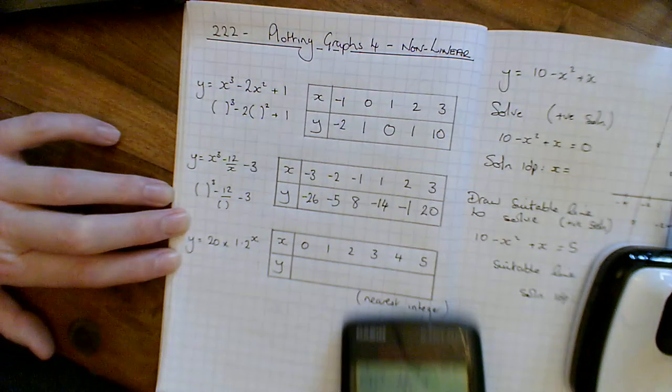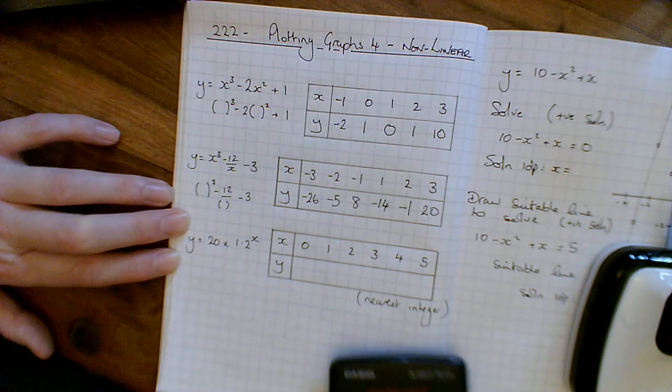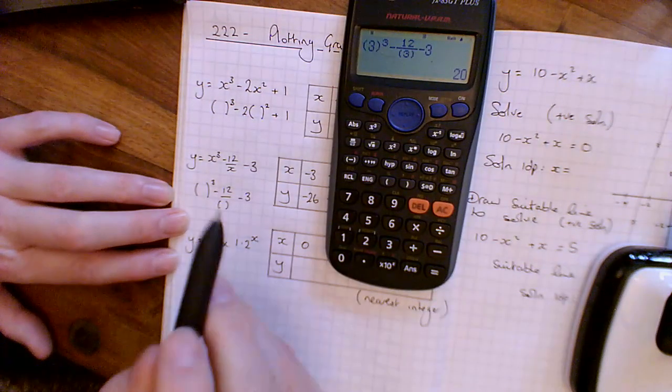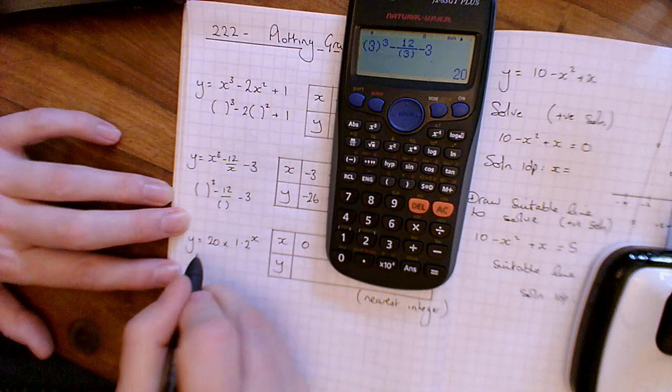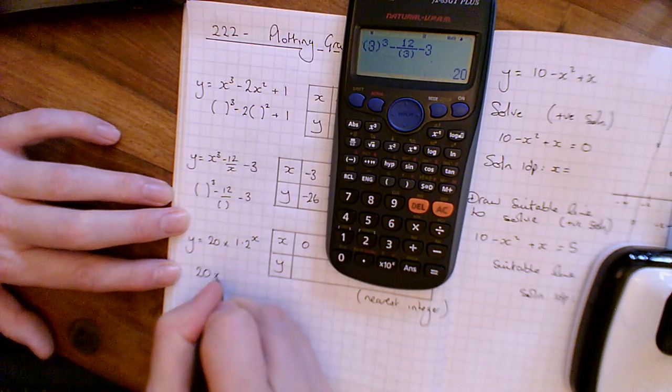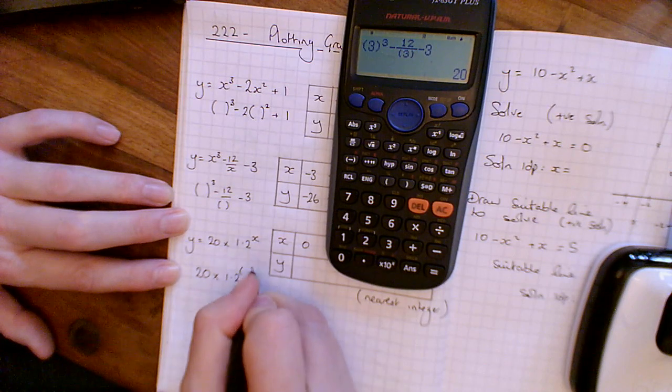The last one, now the question says do it to the nearest integer, so I'm going to round off to the nearest whole number. Integer is just a posh way of saying whole number. Right, so we're going with this one, so when I'm putting it in the calculator it's going to look like 20 times 1.2 to the power of x.